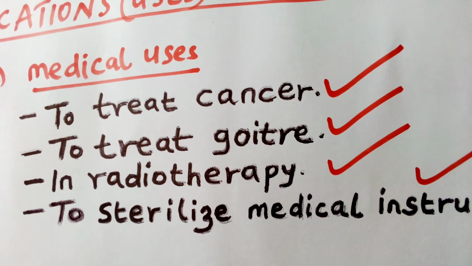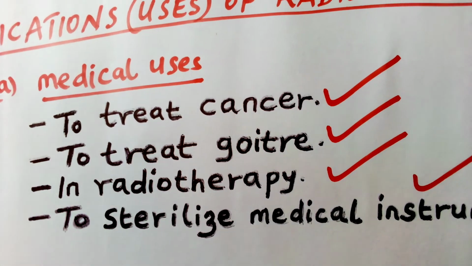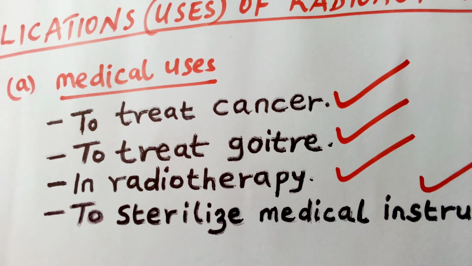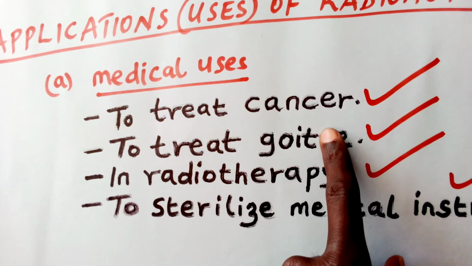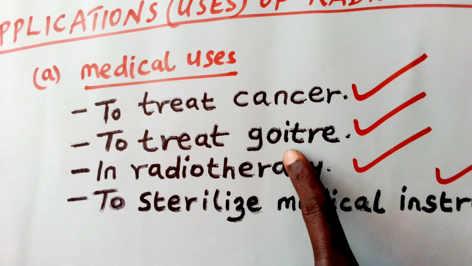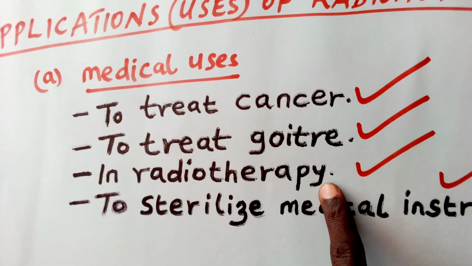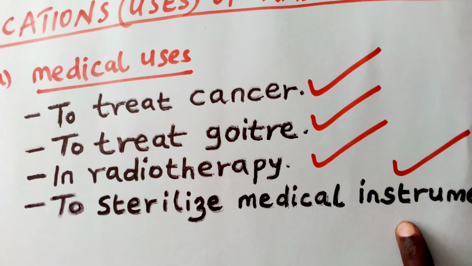We are going to proceed to look at other uses. Apart from medical uses, we have also other uses. So when somebody says, state 2 medical uses of radioactivity, simply say radioactivity is used to treat cancer. It can also be used to treat goiter. We also use it in radiotherapy. And we can also use it to sterilize medical instruments.